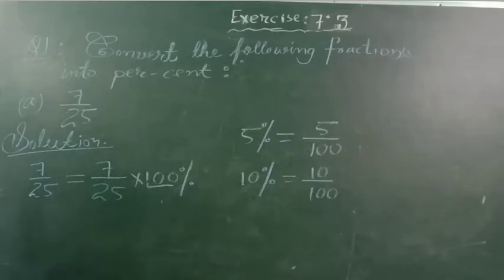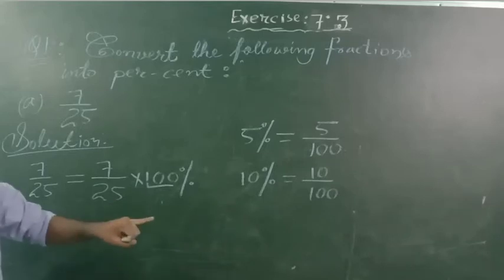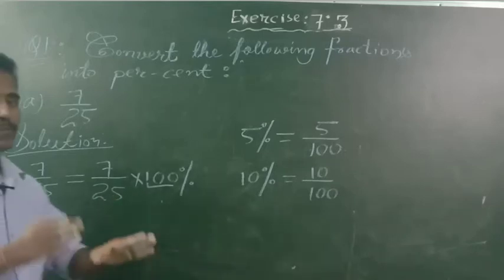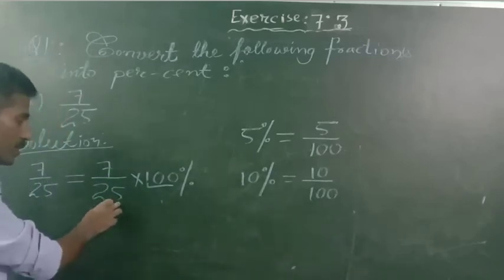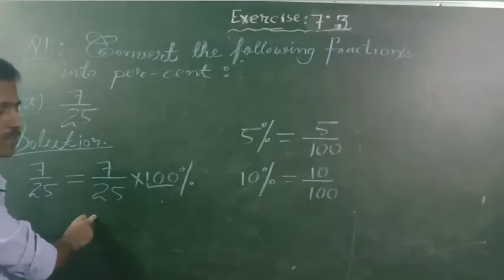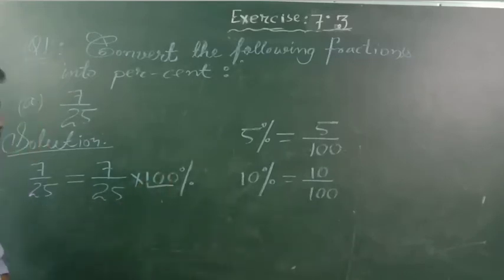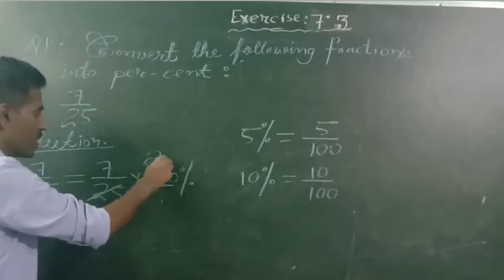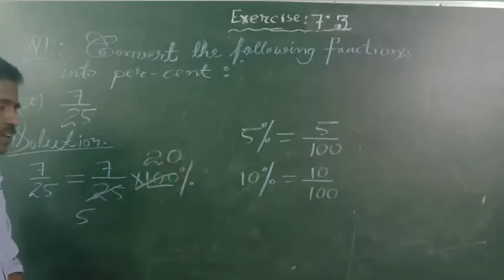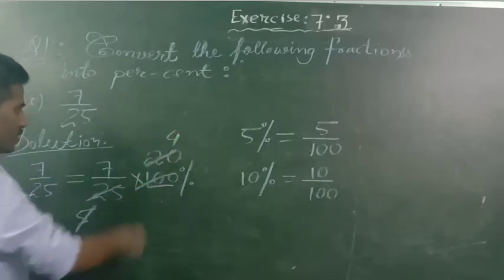If you know the table, 25 times 1 is 25, 25 times 4 is 100. If you don't, you know divisibility rules, no problem. A number is divisible by 5 if the digit at the ones place is either 0 or 5. Here 5 is at the ones place, so it is divisible by 5. Here 0, so this is also divisible by 5. So do it. 5 times 5 is 25, 5 times 2 is 10, and 5 times 0 is 0. Again we can do the same thing. 5 times 1 is 5, 5 times 4 is 20.